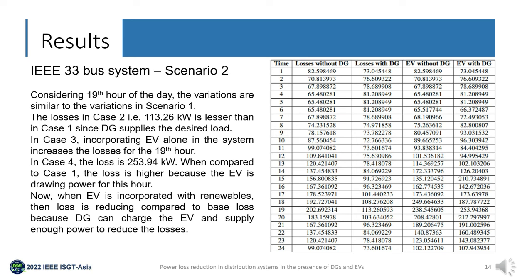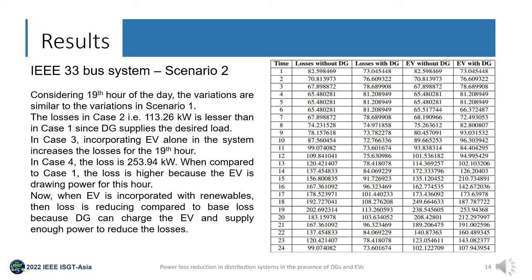In order to get some conclusion, we have compared both the tables, and we have got to know a very interesting thing. That is, for 19th hour of the day, the variations are similar in both the scenarios. So we are going to compare. So let's talk about 19th hour. First, we'll talk about case 1 versus case 2, that is losses without DG versus losses with DG. So the loss has decreased because here DG is going to supply the desired load, so the loss has reduced.